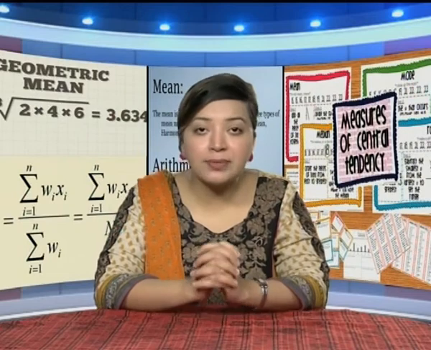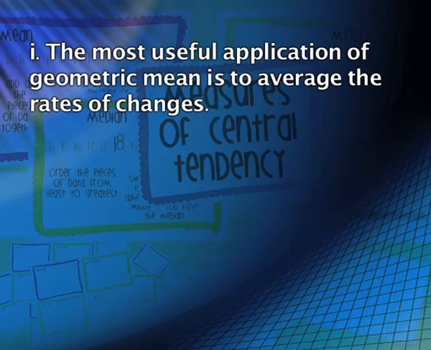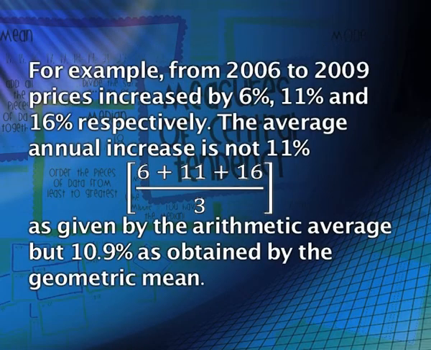Geometric mean is especially useful in the following cases. First one, the most useful application of geometric mean is to average the rates of change. For example, from 2006 to 2009, prices increased by 6%, 11% and 16% respectively. The average annual increase is not 11%, that is the 6 plus 11 plus 16 divided by 3 as given by the arithmetic average, but it is 10.9% as obtained by the geometric mean.